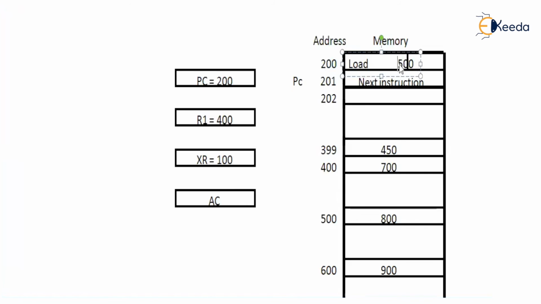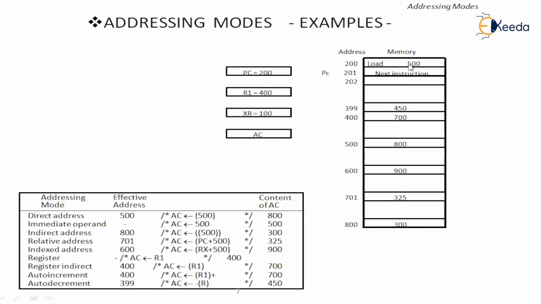Here something is not clearly visible, I'm just deleting this. The instruction is load 500. In the direct addressing mode, 500 itself is the effective address. Go to 500, get 800, add it to the accumulator. In the direct addressing mode, 500 is the effective address because the address part of the instruction is going to give you a direct address.